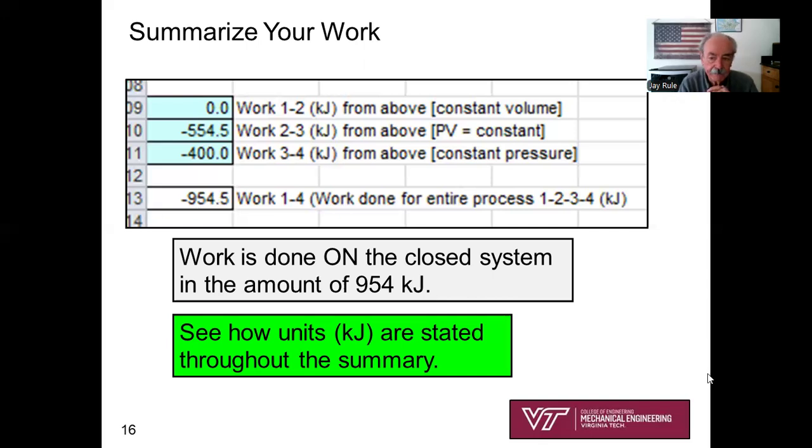So finally, when I'm solving problems, both as a student, graduate student, and as a practicing engineer, instead of just circling a number with a unit, I write out a sentence. Work is done on the closed system in the amount of 954 kilojoules. That's a nice way to say the result. Work is done on the system, since it was negative, in the amount of 954 kilojoules. Do note how in my work, I'm always stating units in addition to numbers throughout.